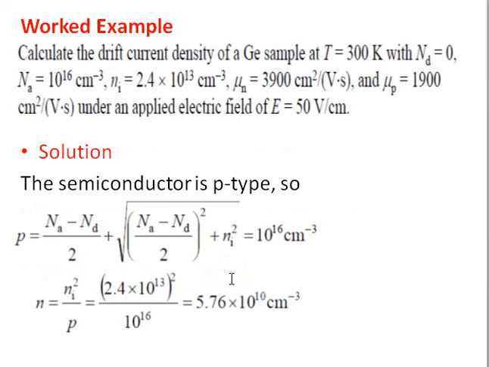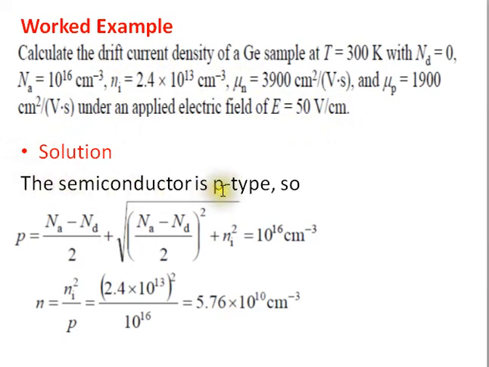Here we are asked to calculate the drift current density of germanium at 300 degrees Celsius, which is the temperature, and Nd, the donor atoms, is equal to 0, which means it is not n-type, because here we have acceptor atoms equal to 10 raised to the power 16, which means it is a p-type semiconductor. Ni, the intrinsic concentration, is given as 2.4 times 10 raised to the power 13, and the mobilities of electrons and holes are given respectively. We are to calculate the current density under a field of 50 volt per centimeter.